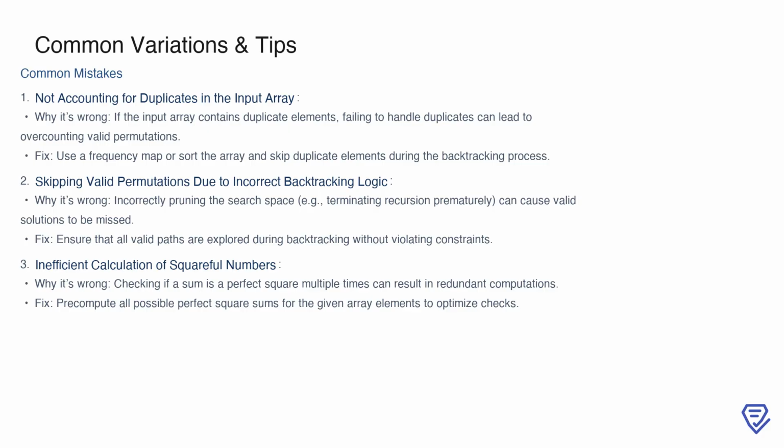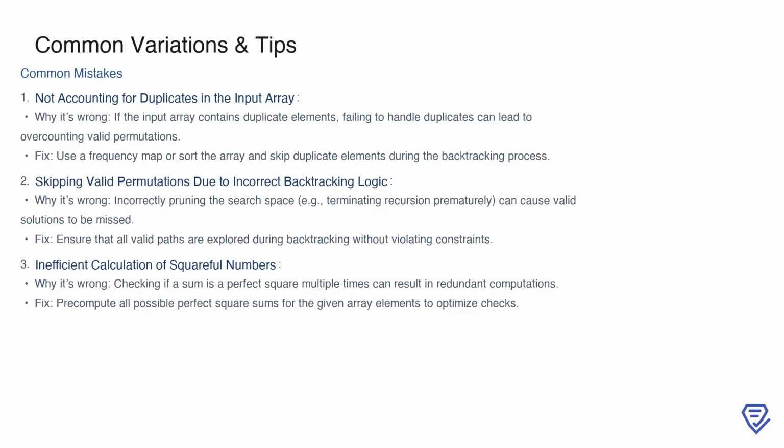Another mistake is skipping valid permutations due to incorrect backtracking logic. This often happens when the recursion terminates prematurely or when the search space is pruned improperly. To address this, make sure your backtracking explores all valid paths while adhering to the constraints.